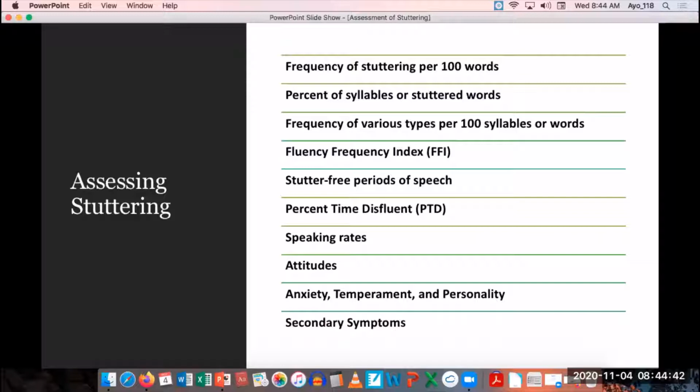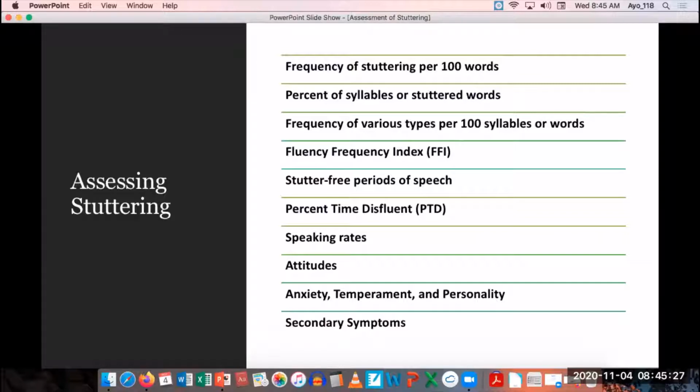The other one is to look at the frequency of the various types per 100 words. What do I mean when I'm talking about types? Prolongations, blocks, or repetitions. So how many repetitions did they exhibit? How many prolongations did they exhibit? How many blocks did they exhibit? But it can even go deeper than that. How many part word repetitions did they exhibit? How many whole word repetitions did they exhibit? So you can see how your analysis of a disfluent patient can be very detailed.